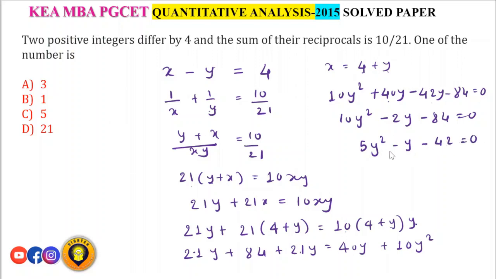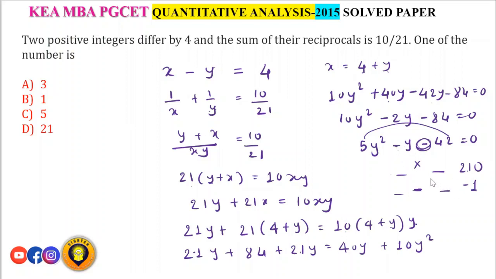So this becomes a quadratic equation. The product you should get is 42 into 5, that is 210, and on subtracting, you should get minus 1. Find those two numbers. The product you should get is 210, and on subtracting, since the symbol is minus, how much should you get? Minus y means minus 1 you should get.